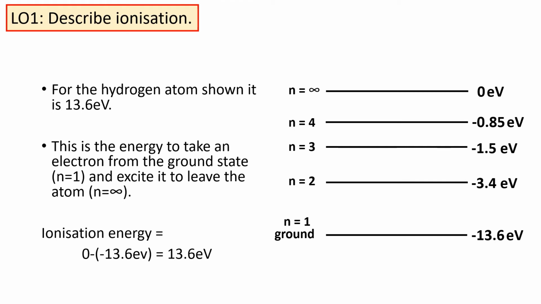To remove an electron from the atom, we must move it or excite it to the n equals infinity energy level. At this energy level, the electron has 0 electron volts. Therefore, if we're going to ionize an electron which is in the ground energy level, we would need 13.6 electron volts to completely remove it from the atom.